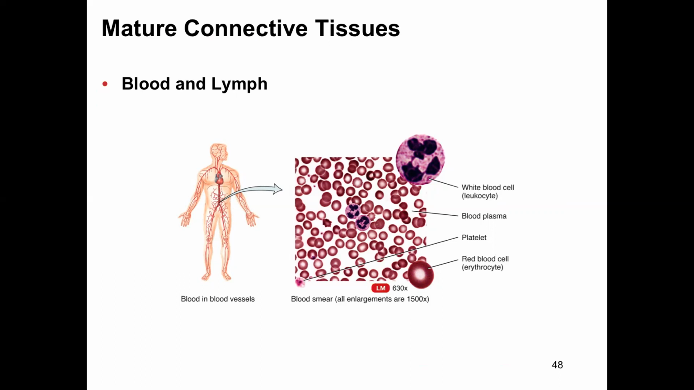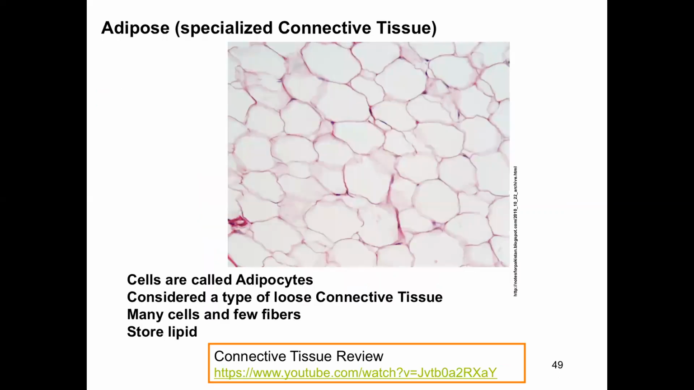And then, ironically, adipose. You'll see as well that in addition to it being a loose connective tissue, sometimes it's also referred to as a specialized connective tissue, all right? So in this case, you've got very few fibers and many cells.